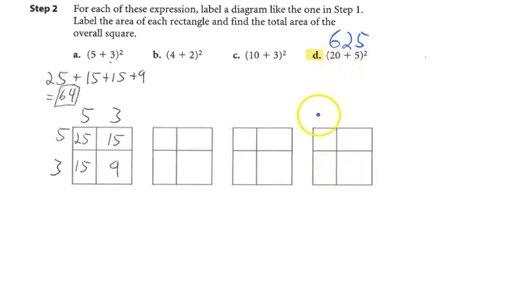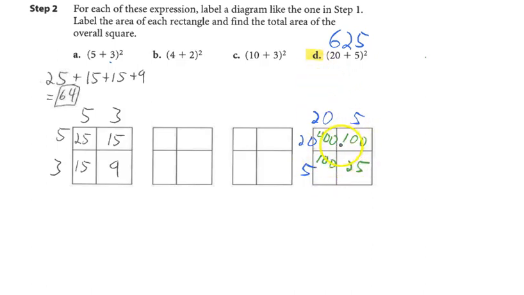So here's how we do it. Across the top we write 20 plus 5, and across the side we'll write 20 plus 5. Now for each box we do a multiplication problem. 20 times 20, 20 times 5, 5 times 20, and 5 times 5.